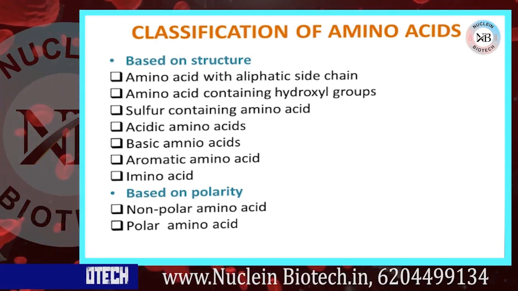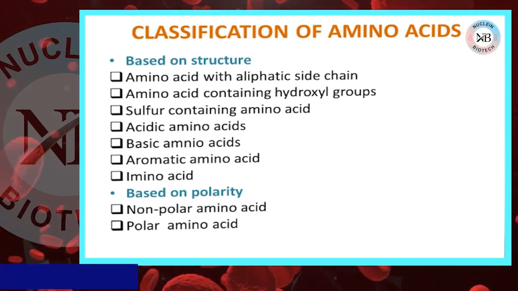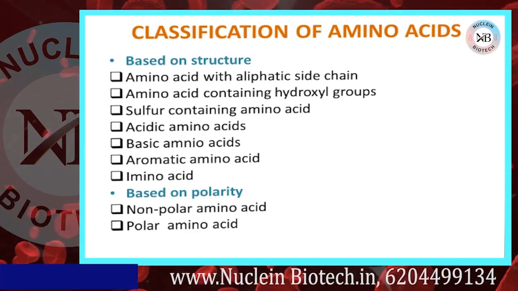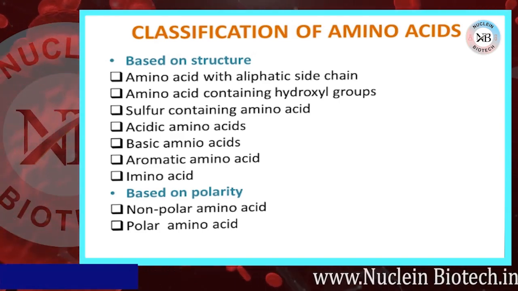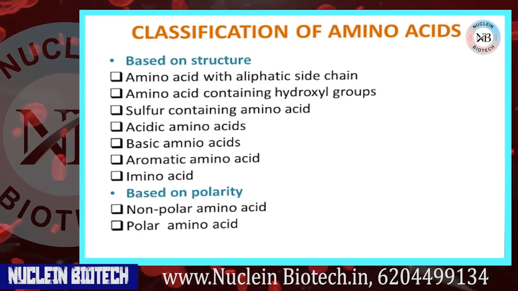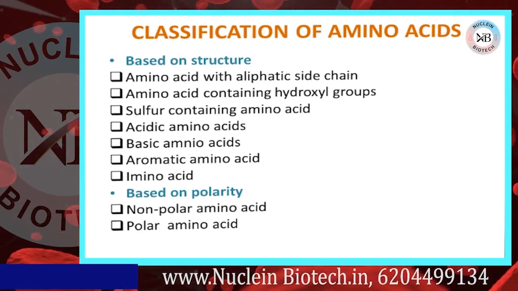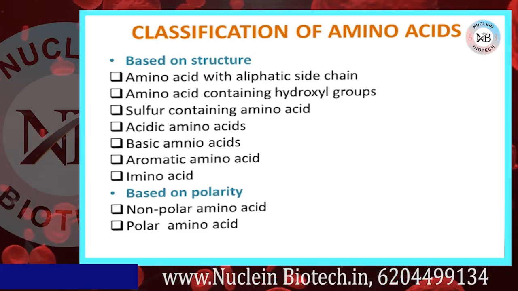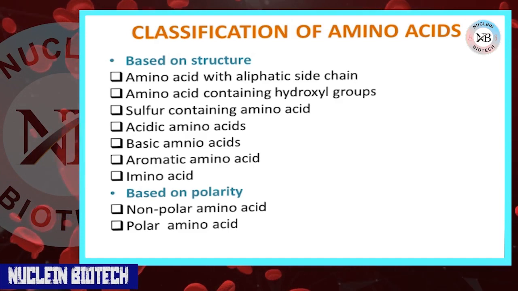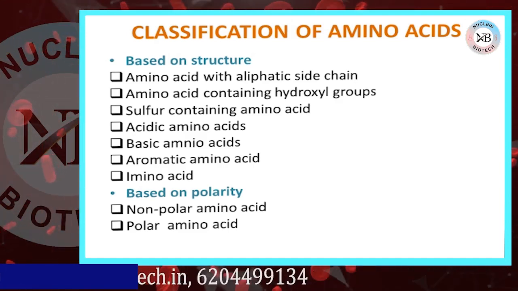Next is the amino acid containing hydroxyl group. Examples are serine and threonine. Next is the sulfur containing amino acid. Examples are cysteine and methionine. Next is the acidic amino acid. Examples are aspartic acid, asparagine, glutamic acid and glutamine. Next is the basic amino acid. Examples are lysine, arginine, histidine.